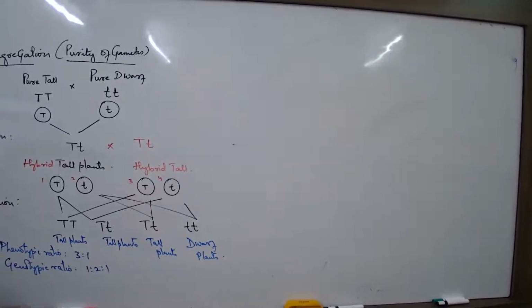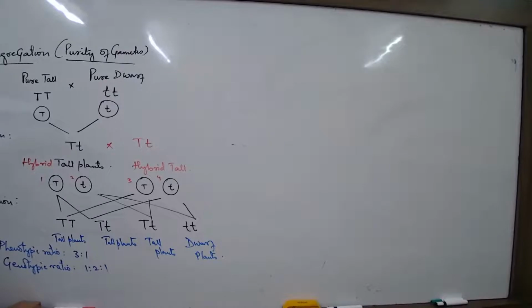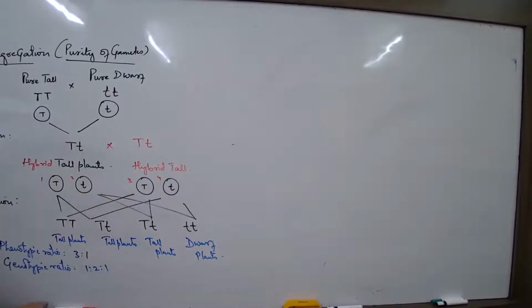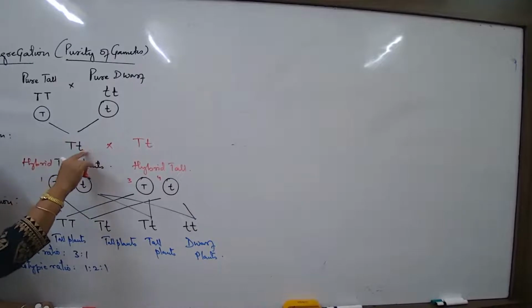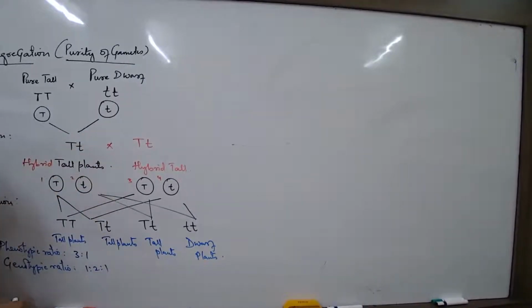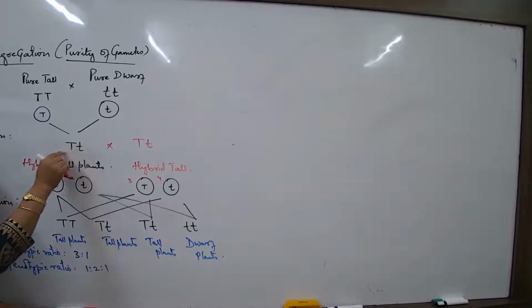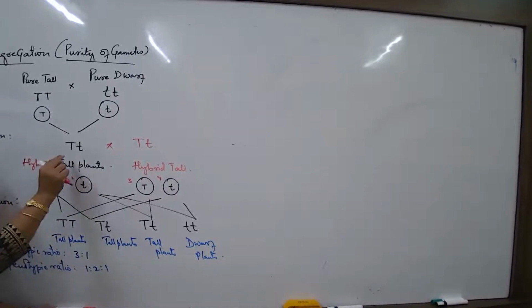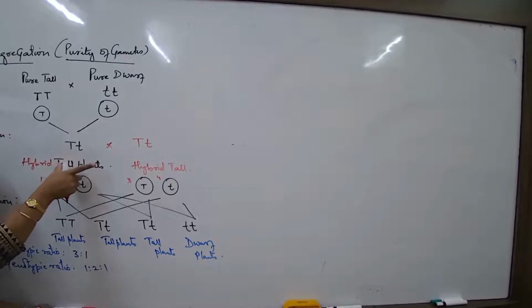Now let us come to the statement of the law. What is the statement of the law? We are going to write down the statement of the law of segregation. The statement of the law is based on the F1 generation. The statement goes like this: out of a pair of contrasting traits in the F1, the two contrasting traits never blend or mix, but remain in two distinct chromosomes and separate during gamete formation.